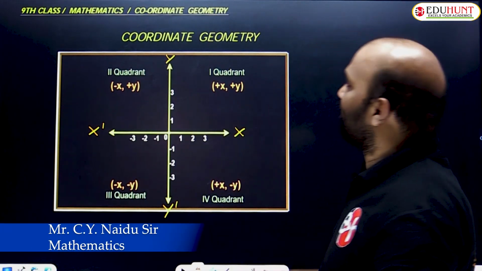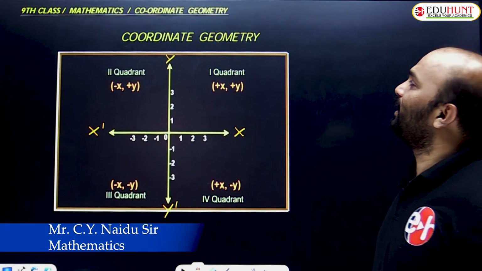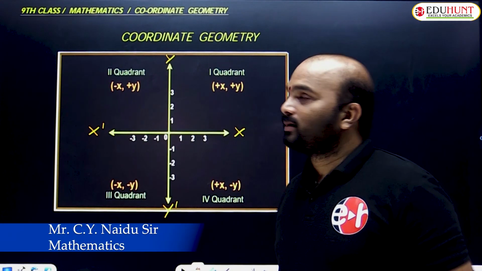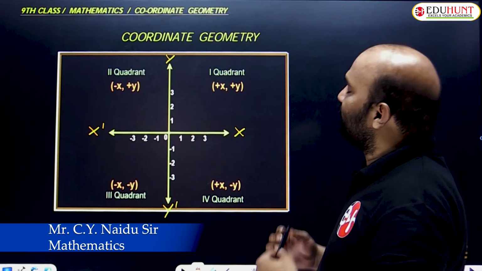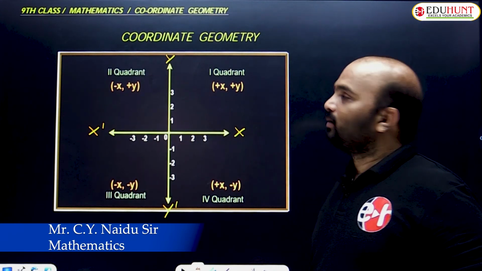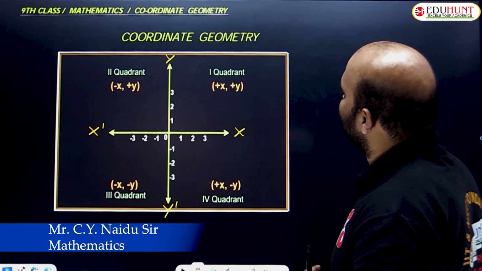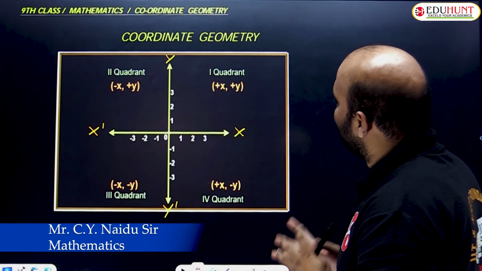In this section today we are going to teach about coordinate geometry, which is a part of 9th class mathematics. It's a very important topic. So let's explain the x-axis and y-axis.